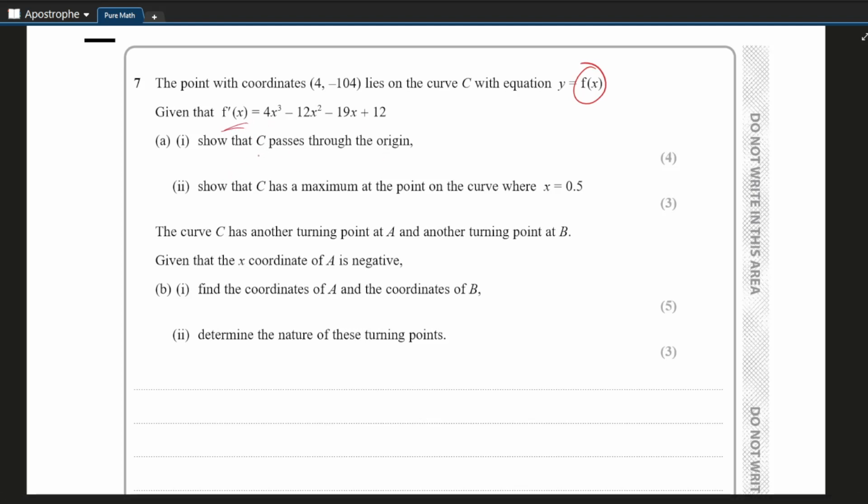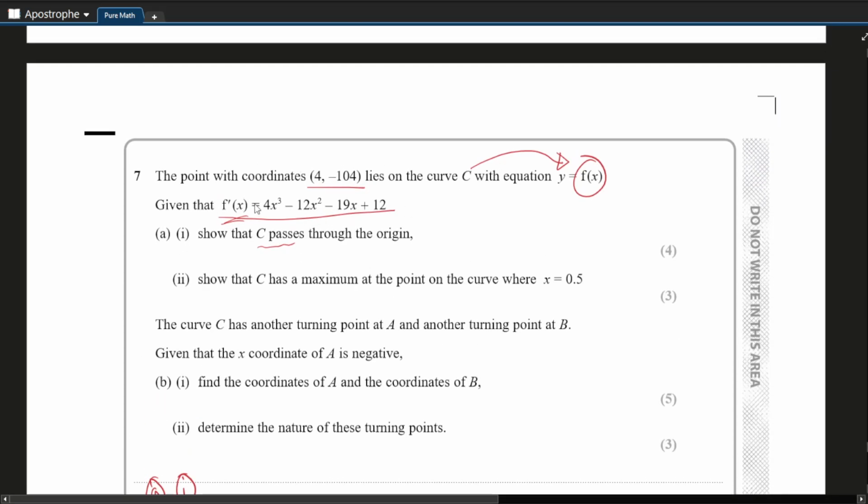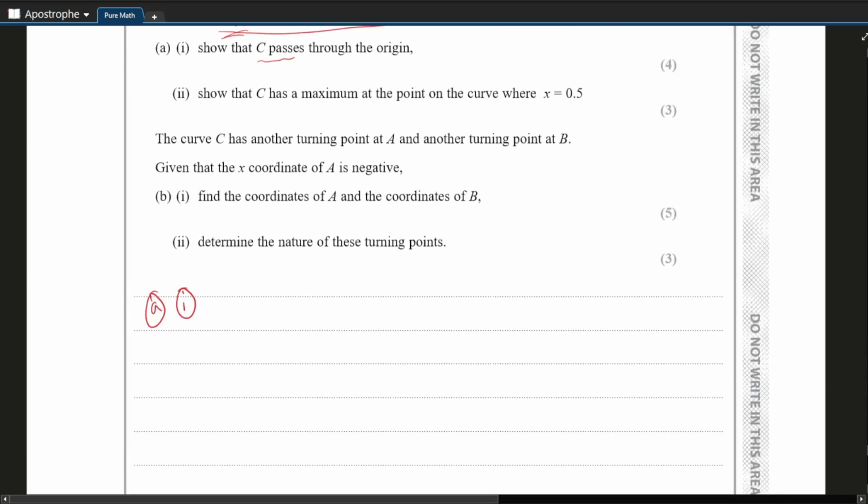In order to check whether C passes through the origin or not, we have to find the equation of C, which is f of x. So we will find f of x using this and this information. So let's first integrate this. y equals f of x, which equals the integration of f prime of x, and we are integrating in terms of x, with respect to x.